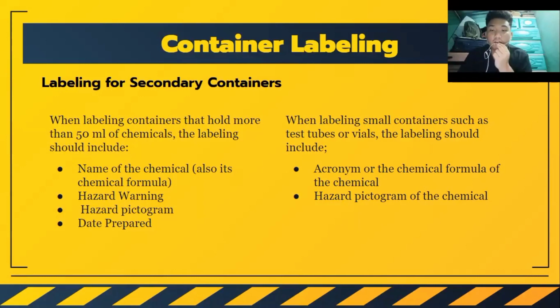While labeling small containers such as test tubes or vials, the labeling should include the acronym of the chemical formula of the chemical and the pictogram of the hazard of the chemical.